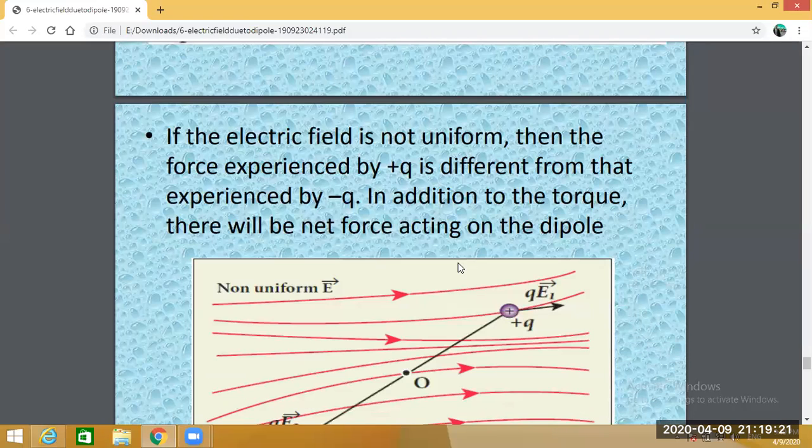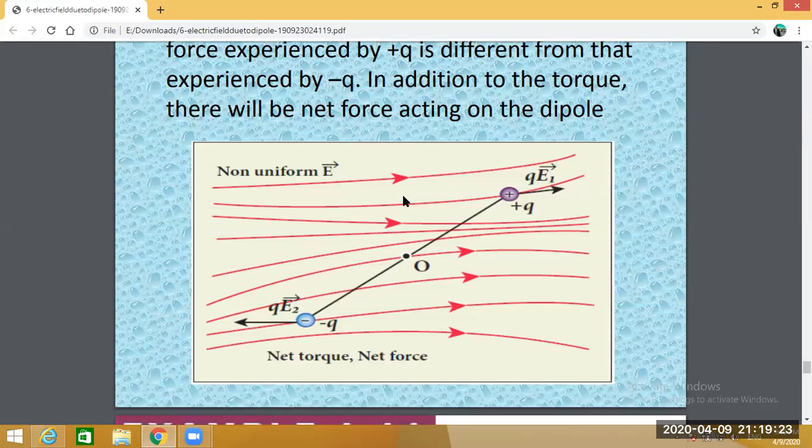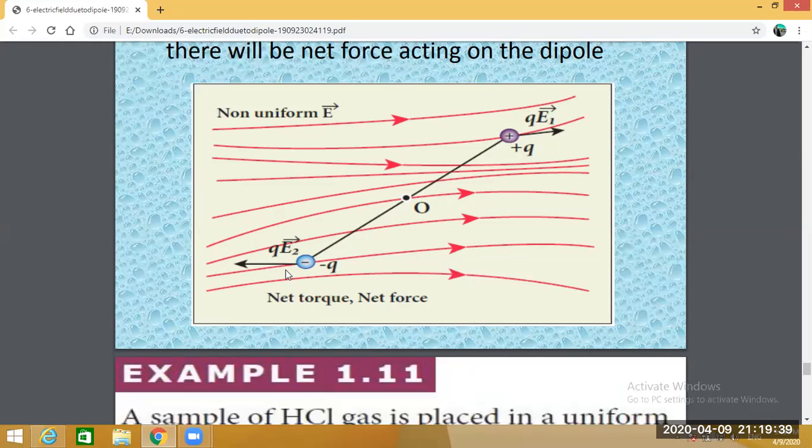So this is an example of a non-uniform electric field because the electric field lines are not closely spaced or equally spaced together. The spacing between the two field lines varies from place to place. That's why the force at this location and the force at this location will not be equal and opposite. That's why the net sum of linear force will be non-zero and torque will be there. So the electric dipole will experience two kinds of motion.